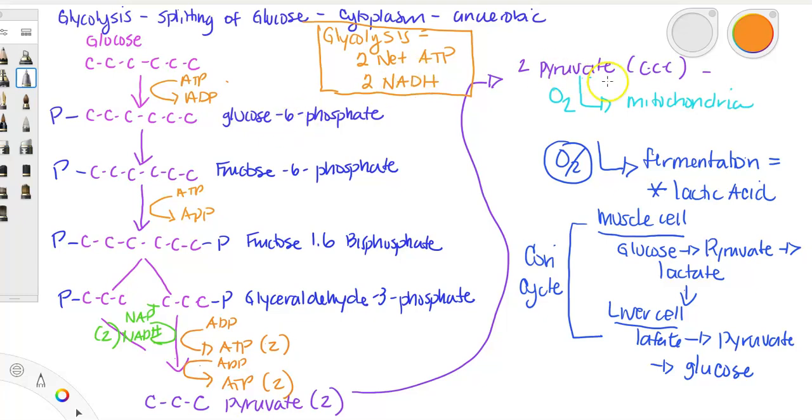All right, so what happens then in the mitochondria? Well, that's where we go into the use of the citric acid cycle and the electron transport chain. So let's go to the citric acid cycle.